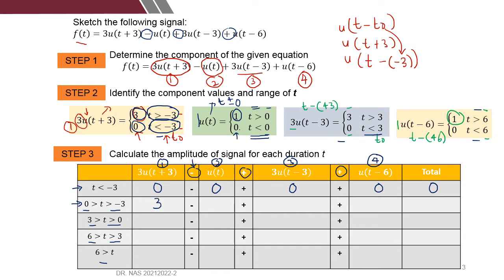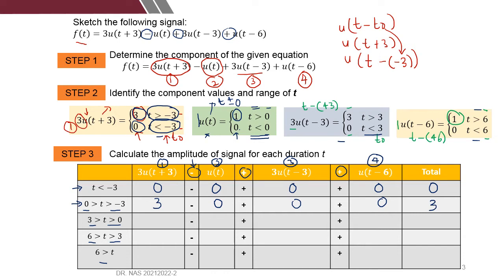Okay, look at the second component. When t is larger than minus 3 but still less than 0, it's still 0. Same goes to here and here. So total them up, you got 3.